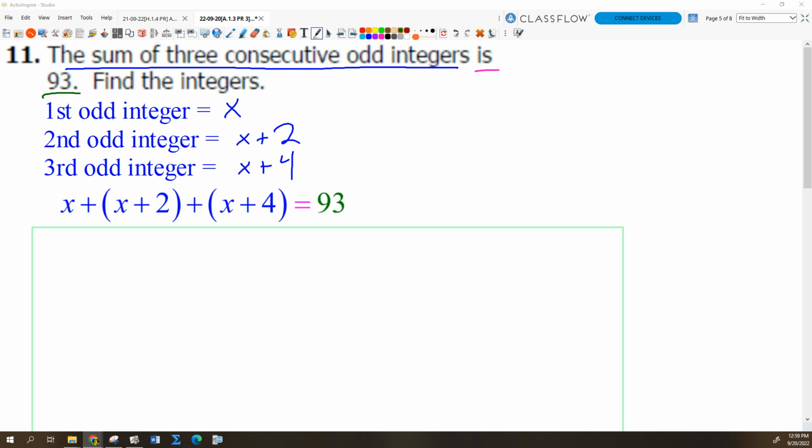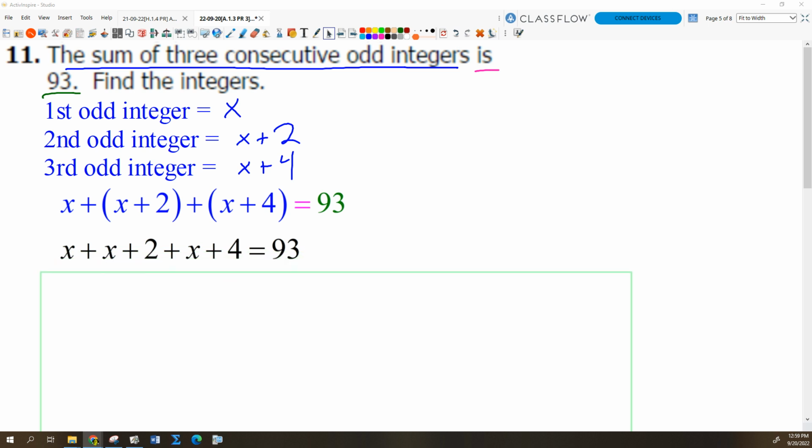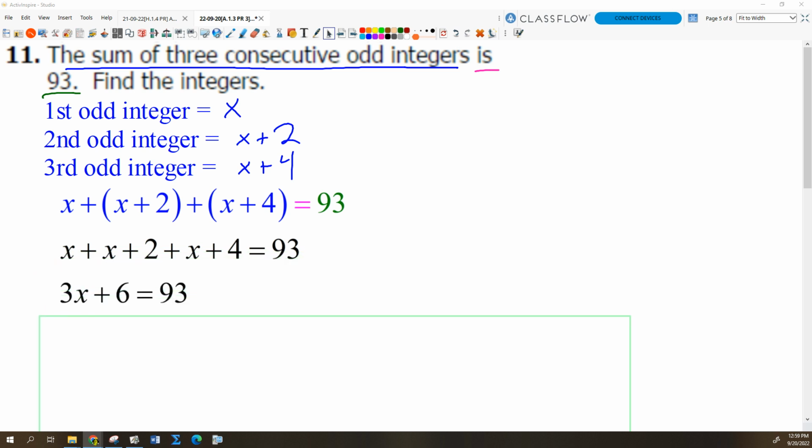Okay, and that's not a tough thing to do. If I add all those like terms up, how many x's do I have? 3 x's, so 3x plus 6 equals 93. Do that in your head. It's a little tougher, but this is a quick set of brain push-ups.